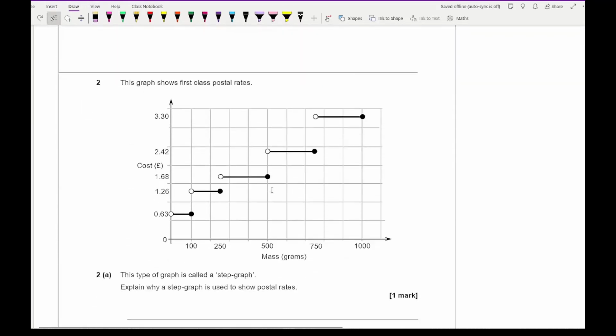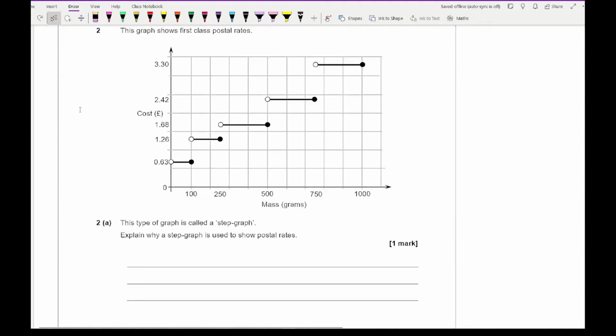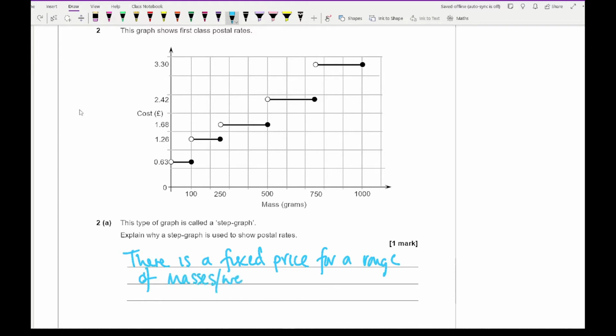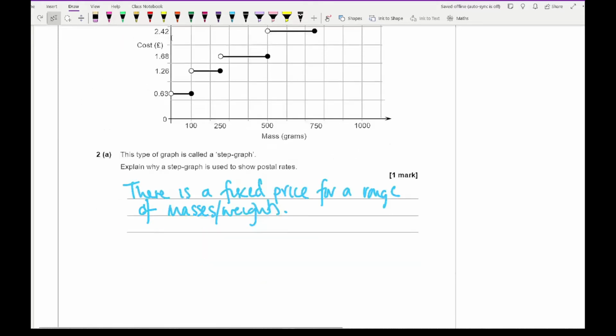Then looking at question 2a, it says this graph shows the first class postal rates, and it says that this graph is called a step graph. Explain why a step graph is used to show the postal rates. So for this, a typical answer would say that there is a fixed price for a range of masses or weights. And so something along those lines would be absolutely fine.